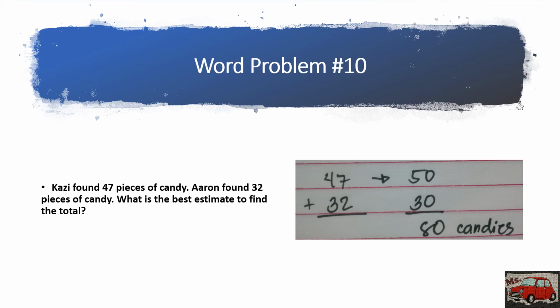Alright? So, first, we need to round off our numbers. So, 47 will become 50. And then 32 will become 30. So, if we add them, the total or estimated total number of candies is 80.